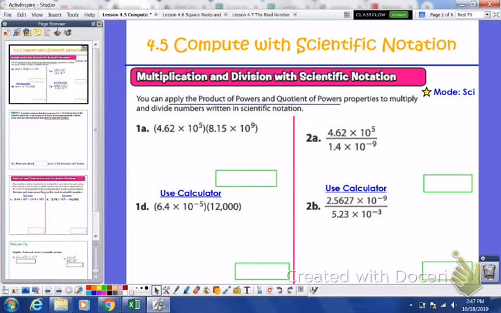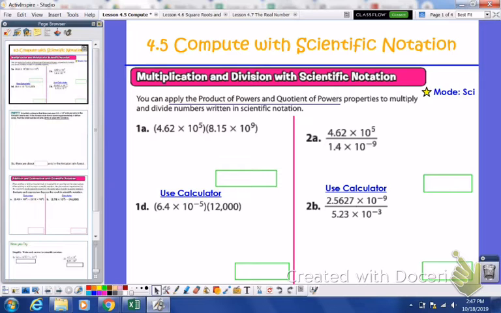Hi, so in our last lesson, we talked about what scientific notation was and how to convert between scientific notation and standard form. In this lesson, we're going to talk about computing with scientific notation. So we will be multiplying, dividing, adding, and subtracting. So for multiplication and division with scientific notation, you can apply the product of powers and quotient of powers properties to multiply and divide numbers written in scientific notation.